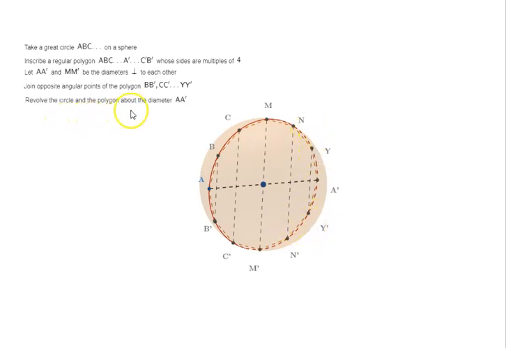Revolve the circle and the polygon about the diameter A'A. So, keeping A'A as the axis of rotation, we revolve the circle and the polygon inscribed in it. Here, first I'll show you the rotation of the circle, and then I'll show you the polygon, because if I rotate the polygon after drawing the circle, it will not be really visible. So let's take it one by one.